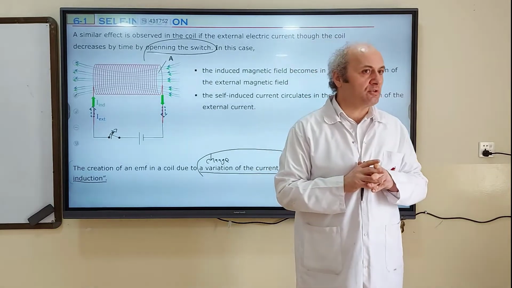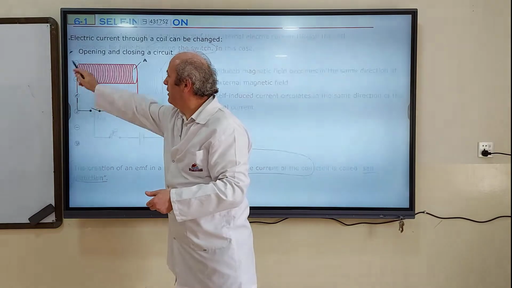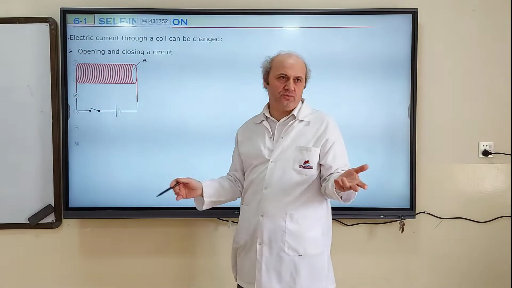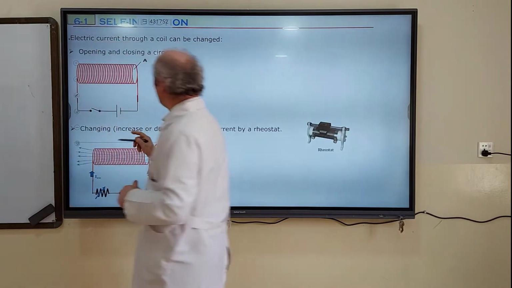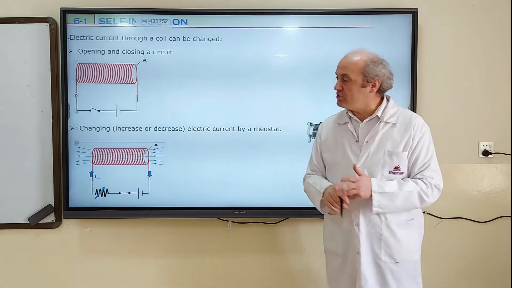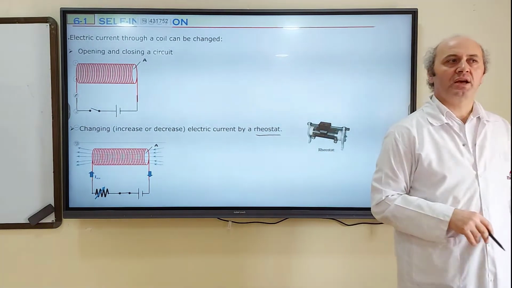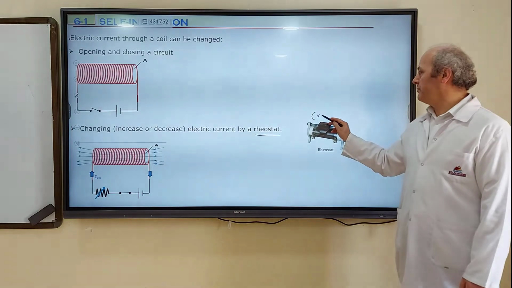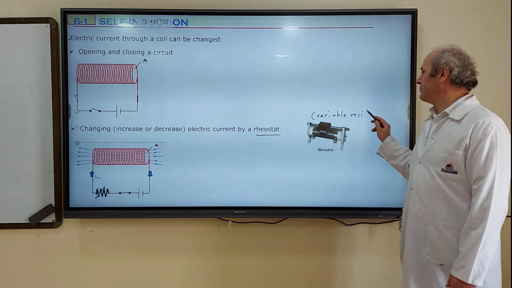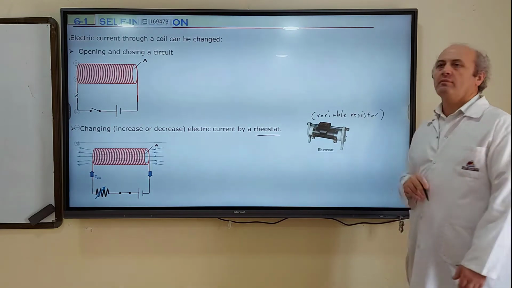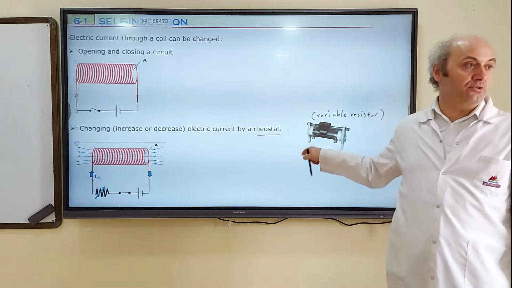Now, as I said, self-induction can be observed only if you make a change in electric current. We can change electric current in two ways. One of them I just showed you: open and close the circuit. There is a second method. The second method is to increase or decrease the electric current by using a rheostat. What is a rheostat? A rheostat is a variable resistor. You can change the resistance of a circuit by using this rheostat.